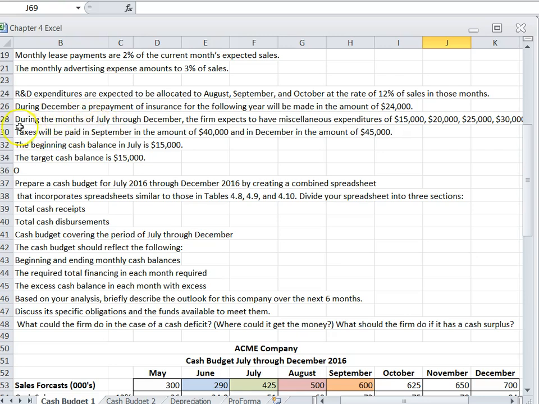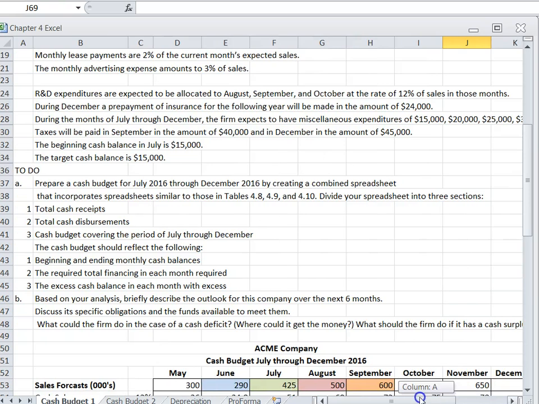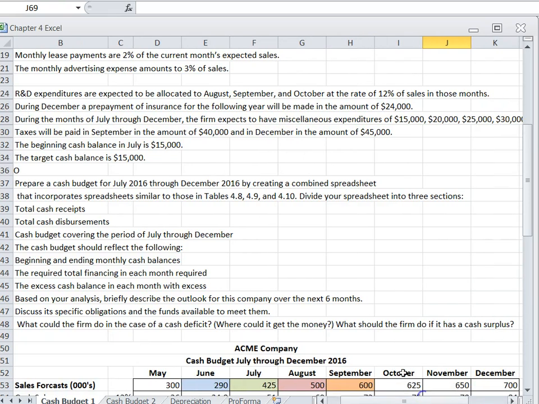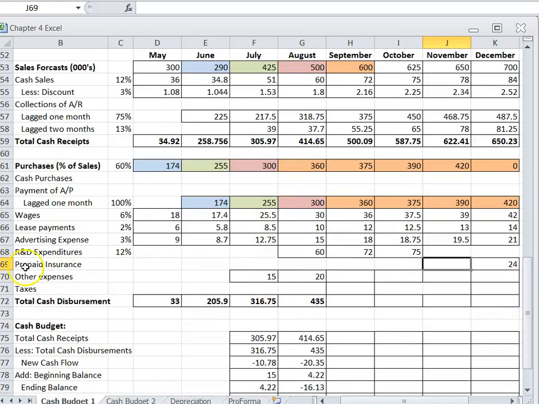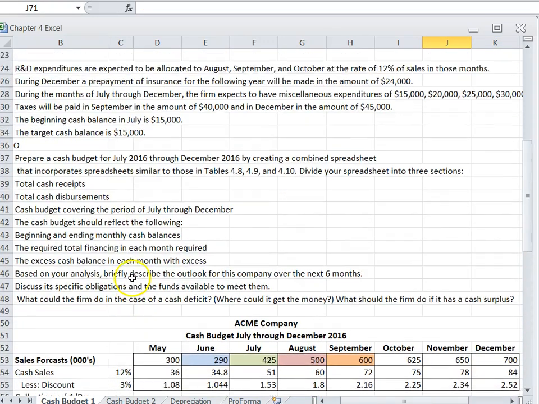Okay, during the months of July through December, the firm expects to have miscellaneous expenditures of 15, 20, 25, 30, 35, and 40,000 respectively. Okay, so I need to put these numbers in down here. Other expenses: 15, 20, 25, 30, 35, and 40. And what else we got here?